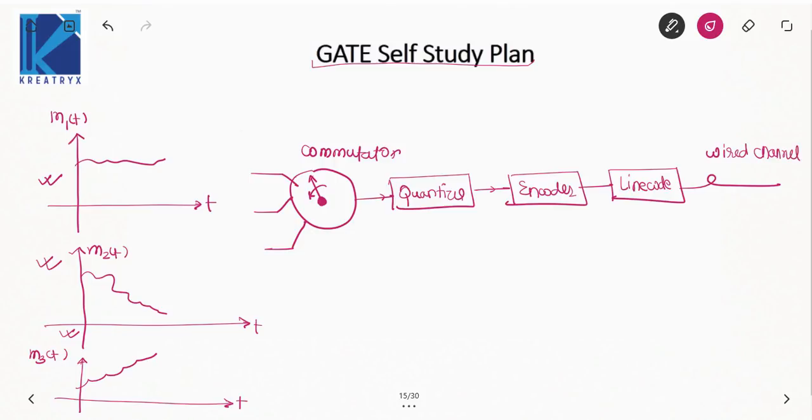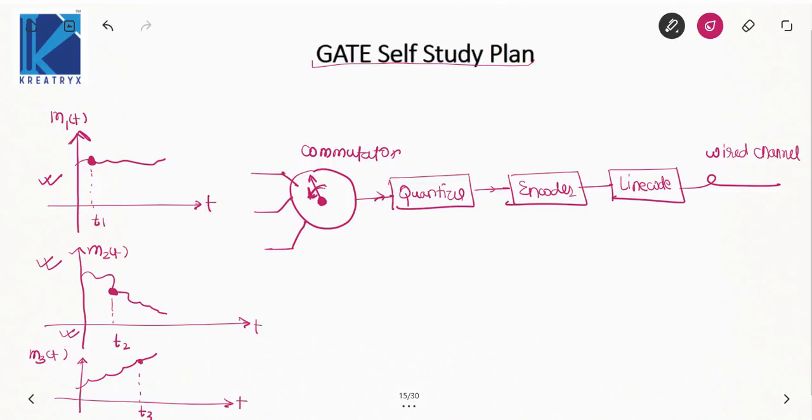Now let us have a look at what will happen once this commutator starts moving. Let us say at time T1 it is taking the sample of M1T, and at time T2 it will take the sample of M2T, and at time T3 it will take the sample of M3T. It will start moving, and once M1T comes in the periphery of this, it will suddenly take the sample of M1T.